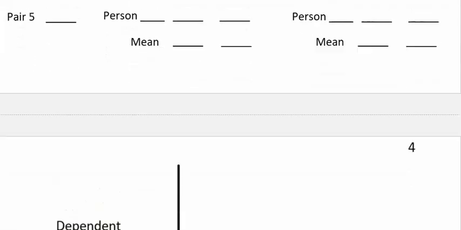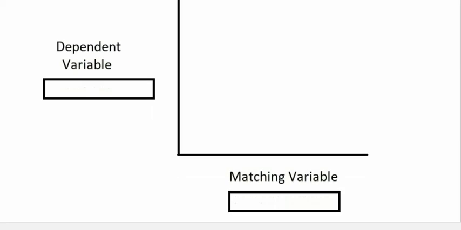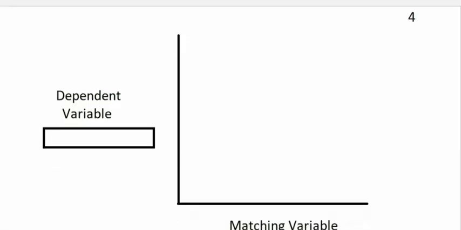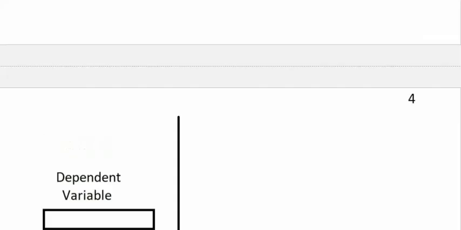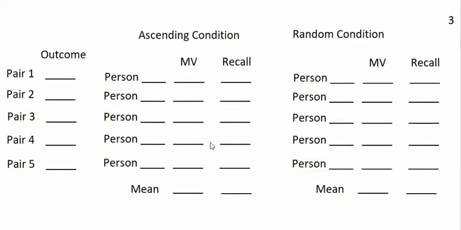So once you've done that, create a scatter plot of your dependent variable and your matching variable. To do this, you're going to have to take the 10 matching variable scores from this page and the 10 recall scores from this page, which you made up.